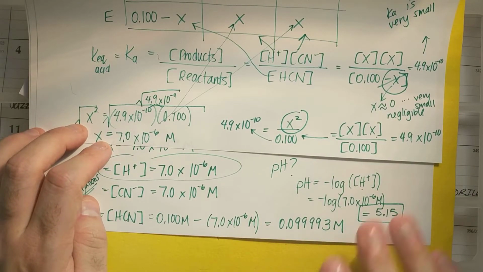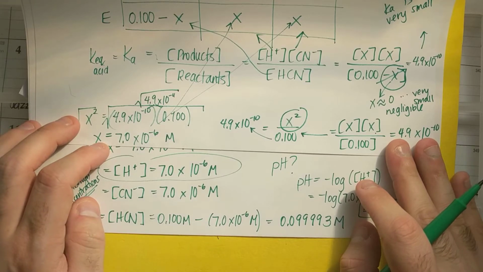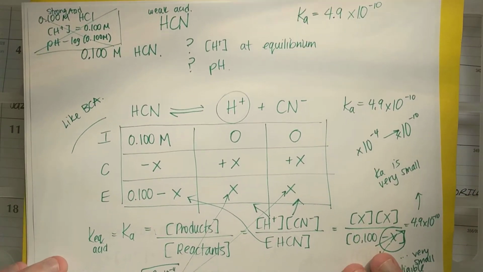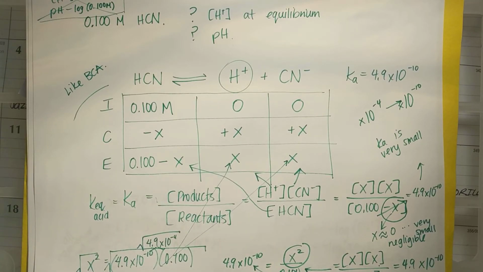So this is how we do a simple acid dissociation ICE table. So this is a bit of a review for us. Be on the lookout for my next video where I try and actually do a buffer now.